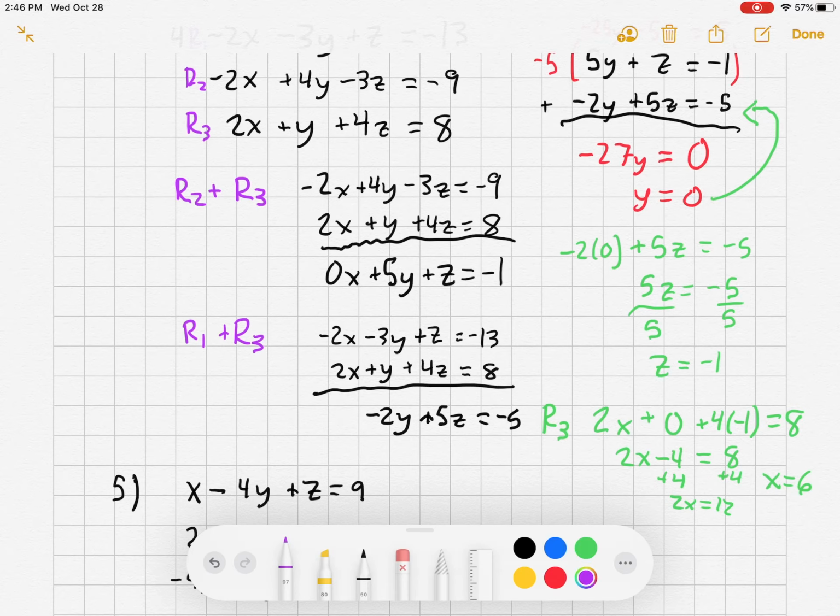We just have to write our answer, kind of like we do when it's just elimination in two variables, in the form of an ordered pair point. We do it x, comma, y, comma, z. This is called an ordered triple. So let's go ahead and write our answer like that. 6, comma, 0, comma, negative 1.